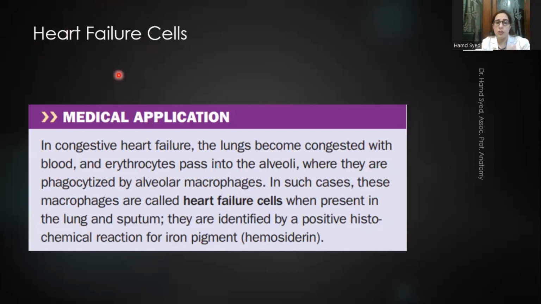This is the name given to those macrophages which are present in case of congestive heart failure within the lungs. When there's congestive heart failure, the lungs become congested with blood, and the red blood cells pass into the alveoli, and then these cells are taken up or phagocytosed by alveolar macrophages. Now these alveolar macrophages, which have taken up the erythrocytes, are called heart failure cells, and they are present in the lungs, so they are present in the sputum. And they can be identified by the positive histochemical reaction for iron pigment within the sputum.